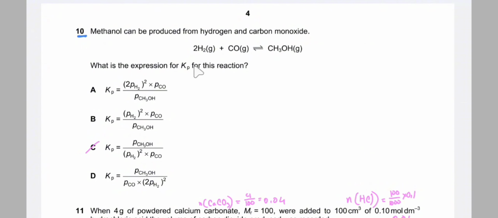Here we have been given the equation and we need to find the value of Kp. Kp is the partial pressure of products over the partial pressure of reactants. The product is CH3OH, so the partial pressure of CH3OH. For the reactants, the partial pressure of hydrogen, and since there are 2 moles of hydrogen, the partial pressure is to the power 2, and the partial pressure of carbon monoxide. So the correct answer is C.